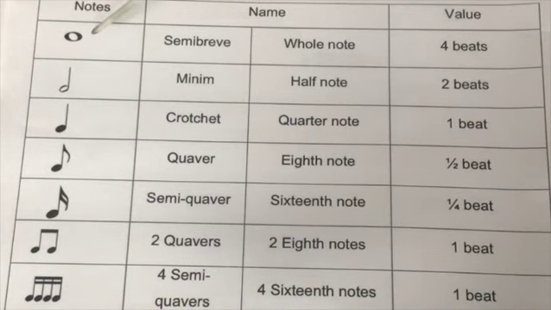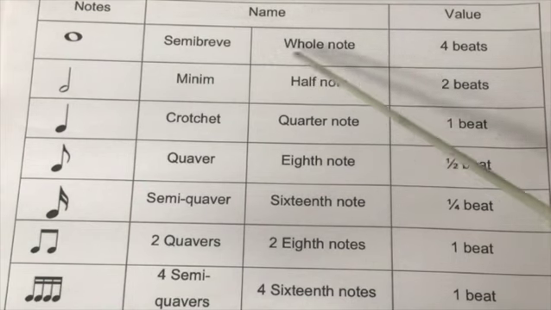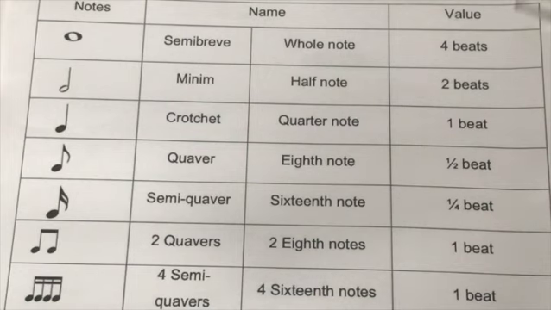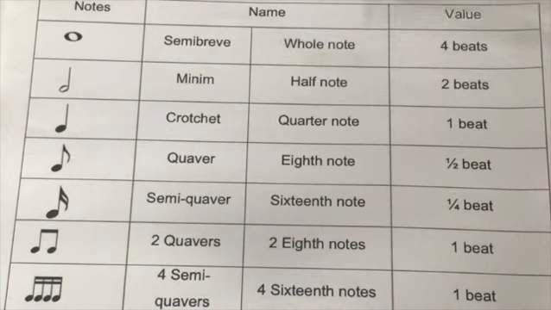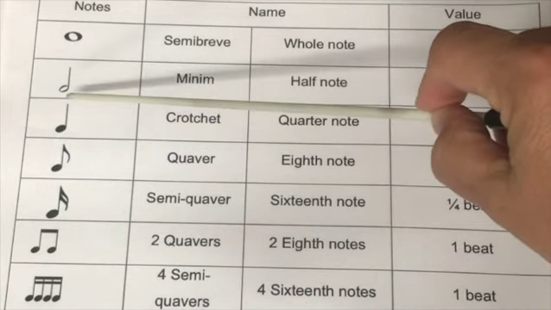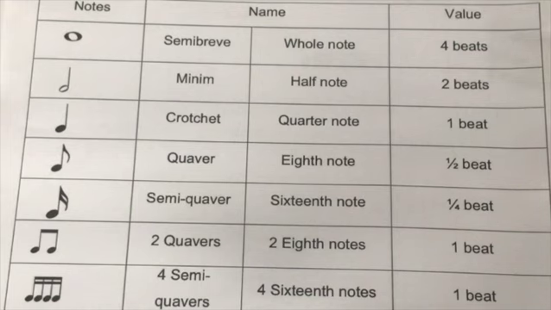We have the note here, the semibreve. It's also called a whole note, and semibreve is the name that's used more frequently. And it holds for four beats. So the note plays and holds for four counts. One, two, three, four, then it releases. A minim, half note, two beats. So it plays for one, two, then let go. Crotchet, colored in with a stem, crotchet, quarter note, one beat, so it's just one, one, one.